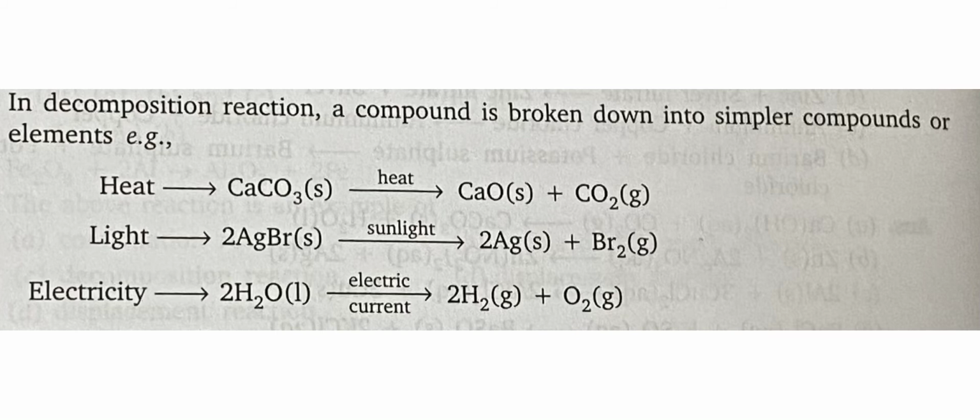Another type of reaction is the electrolytic decomposition reaction. This reaction takes place in the presence of electric current. That is, when electric current is passed through water, it gets converted into hydrogen and oxygen, and this process is known as electrolysis of water. So this way, decomposition reactions are of three types: thermal decomposition, photodecomposition, and electrolytic decomposition.